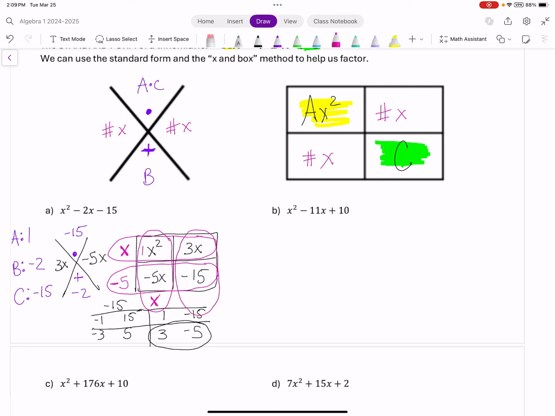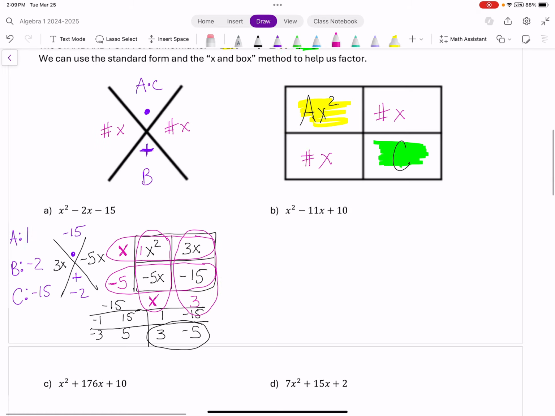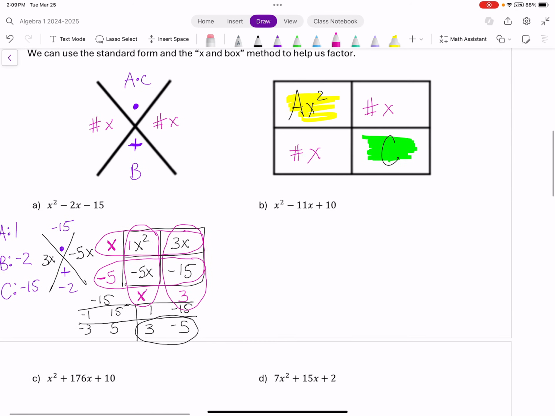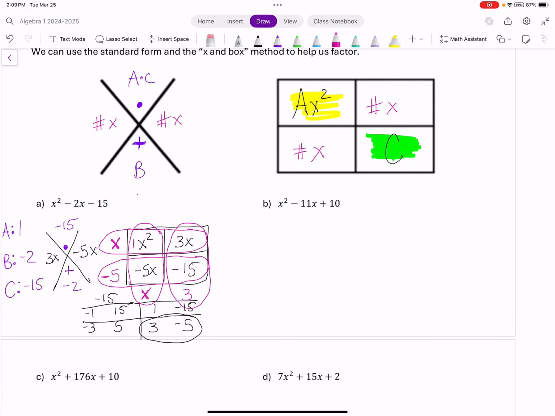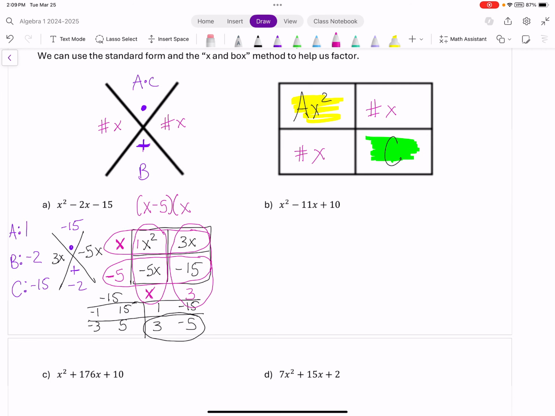Here the GCF between 3 and 15 is 3. My top term is positive, so my GCF is positive, and then they don't have an x in common. So these make up my two answers for my GCF. I would have x minus 5 and x plus 3. This would be my factored answer.